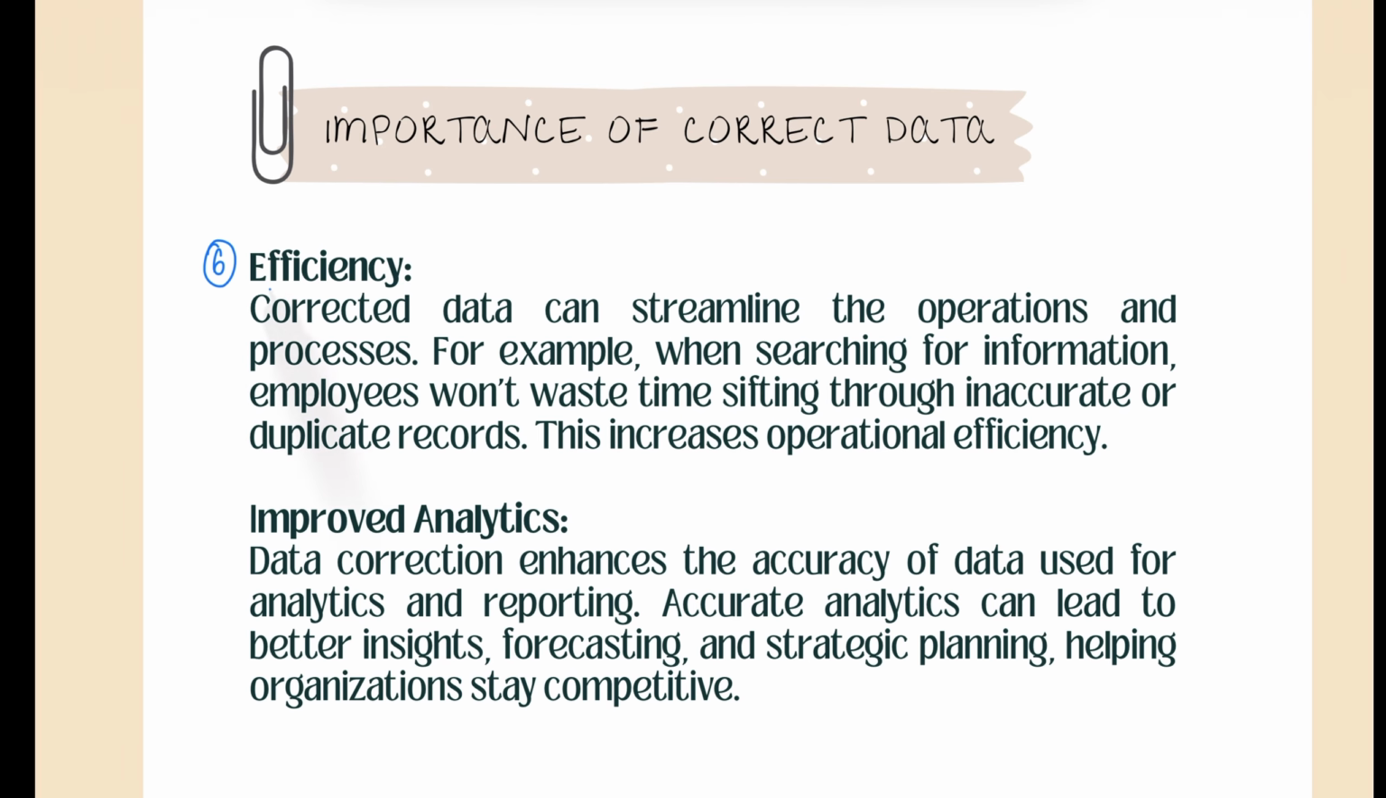Next is efficiency. Correct data can streamline operations and processes. For example, when searching for information, employees do not waste their time searching for inaccurate or duplicate records. This increases operational efficiency. Correct data increases the efficiency of employees, because incorrect data may lead to wastage of a lot of time. These are things you can write on your own.